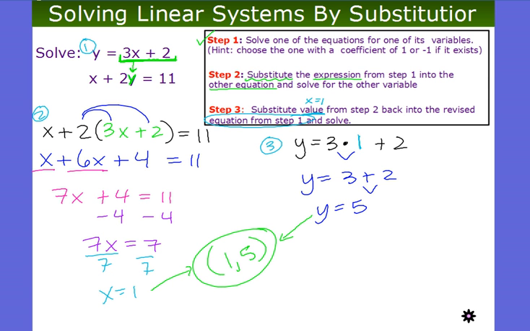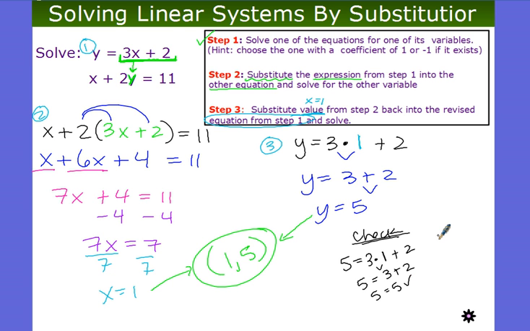Right? The very last thing is to check our solution. The way we check is to make sure that the solution works for both equations. So we're going to take the first equation and we're going to plug in the numbers. So we'll take that equation y equals, but we're going to substitute 5 in for y, and then 3 times x, and we're going to substitute 1 in for x, plus 2. We do the operation, so 5 equals 3 plus 2, 5 equals 5. That ordered pair worked for the first equation.